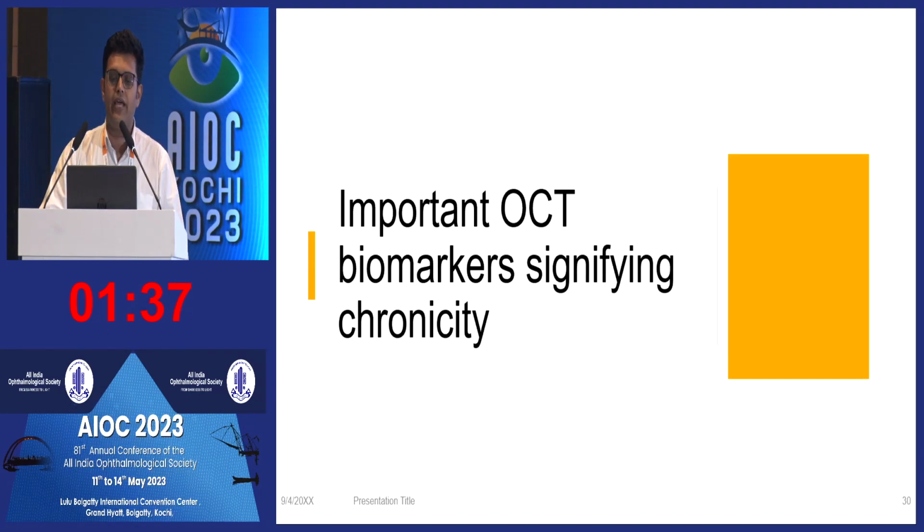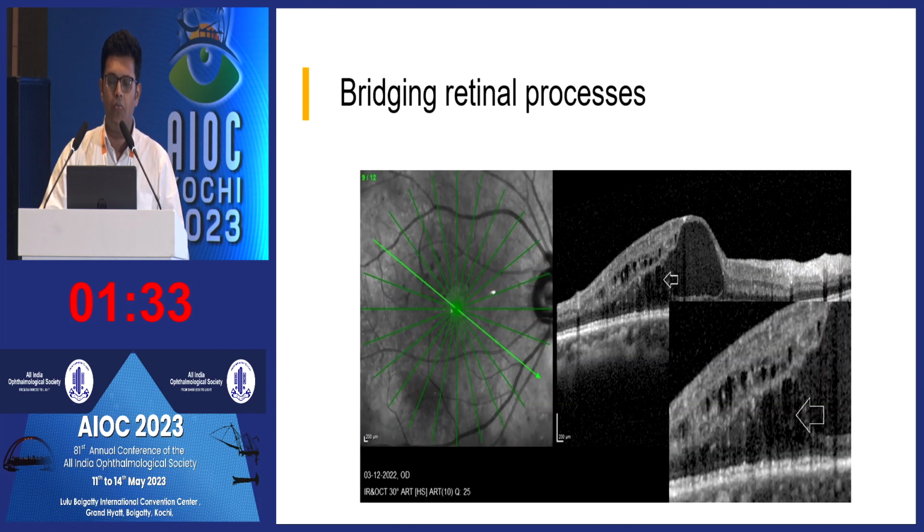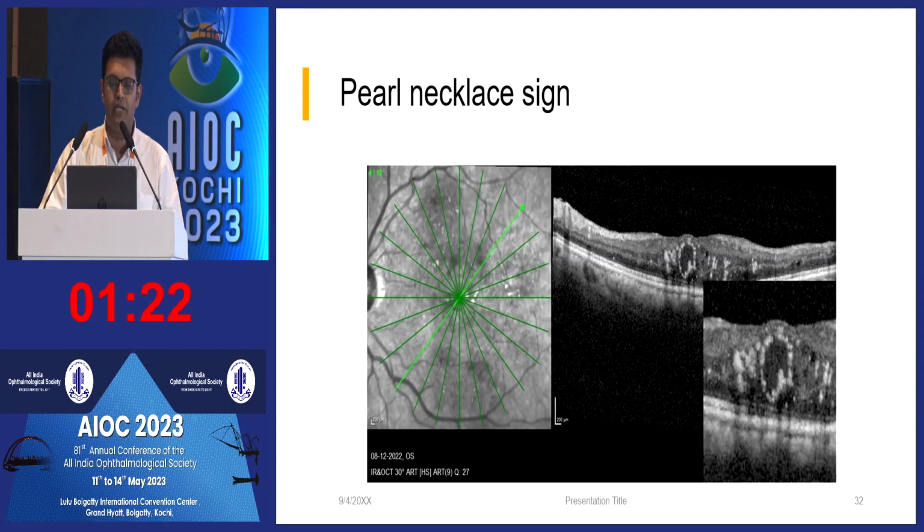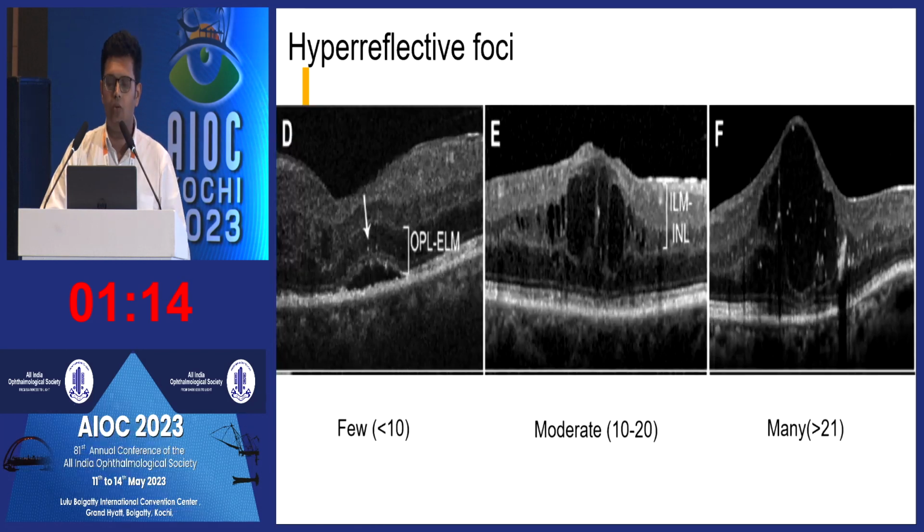center-involving diabetic macular edema. There are some important OCT biomarkers which talk about chronicity, and one of them is the bridging retinal processes which you see on the OCT, which indicates that there is a stretch on the bipolar cells, and therefore there is a reduced retinal sensitivity. And another important finding is the presence of a pearl necklace sign, where you can see all the hard exudates getting accumulated along the wall of the cyst.